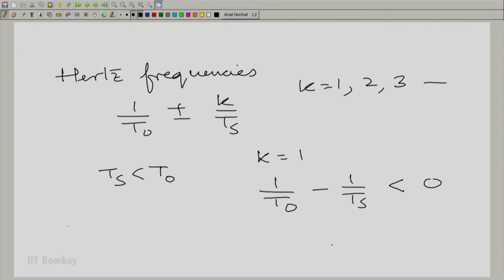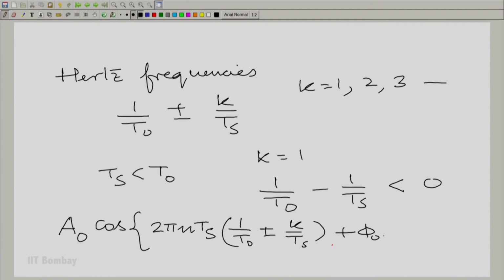Go back to the original expression. A naught cos 2 pi n Ts into 1 by T0 plus minus k by Ts plus phi 0. This is the expression. But then remember, cos alpha is always equal to cos of minus alpha. So, you could do a plus minus on the whole bracket here, and that means if you did a plus, it is as it is.